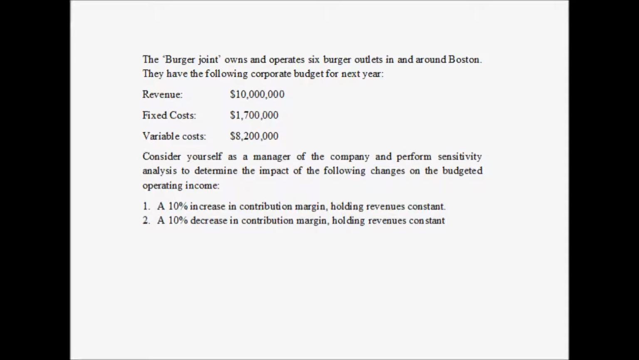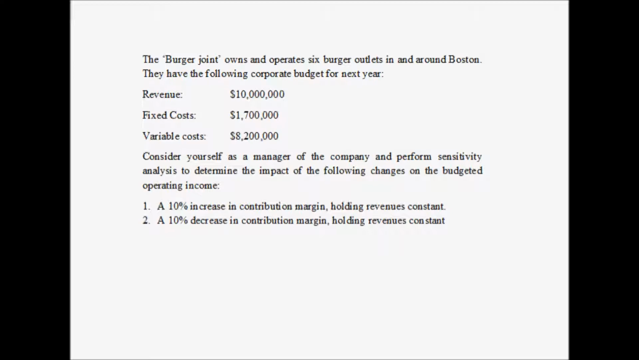The burger joint owns and operates 6 burger outlets in and around Boston. They have the following corporate budget for the next year. Revenue is $10 million. Fixed cost is expected to be $1.7 million. And variable cost is expected to be $8.2 million.